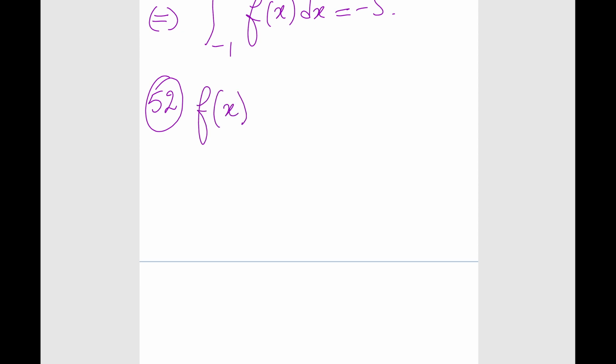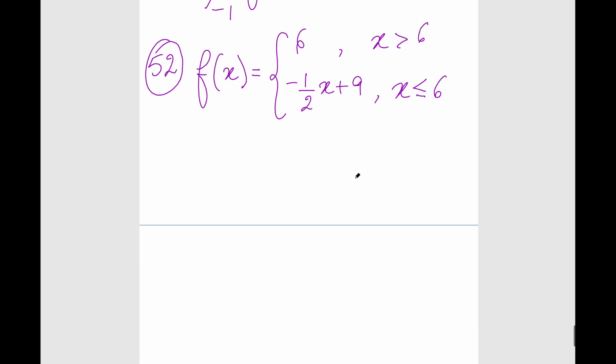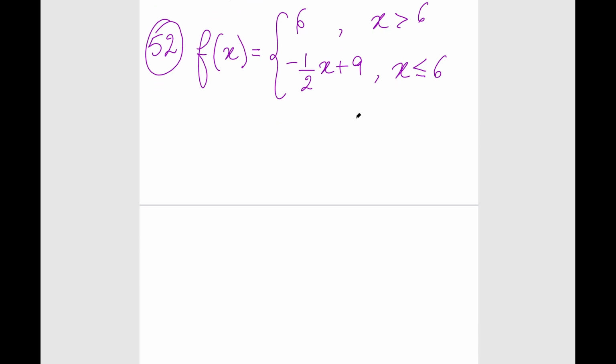We're given that f of x is equal to 6 when x is bigger than 6, and it's -1/2 x plus 9 when x is at most 6. Okay, and again, they want the treatment here to be just geometric. All right, no problem. Let's use geometry, which means we need to graph this function.